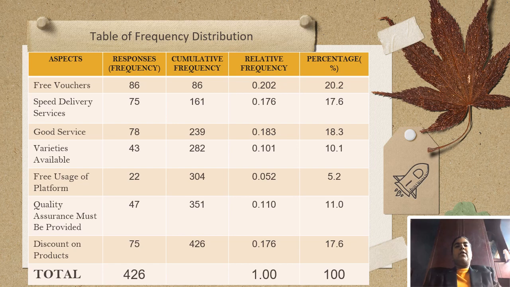And then we have also calculated the relative frequency. You can calculate the relative frequency using the frequency for each aspect divided by the total frequency, which is 426, to get these relative frequency values. And then here we have shown the percentage for the aspects, which is you have to multiply the relative frequency by 100 to get the value.